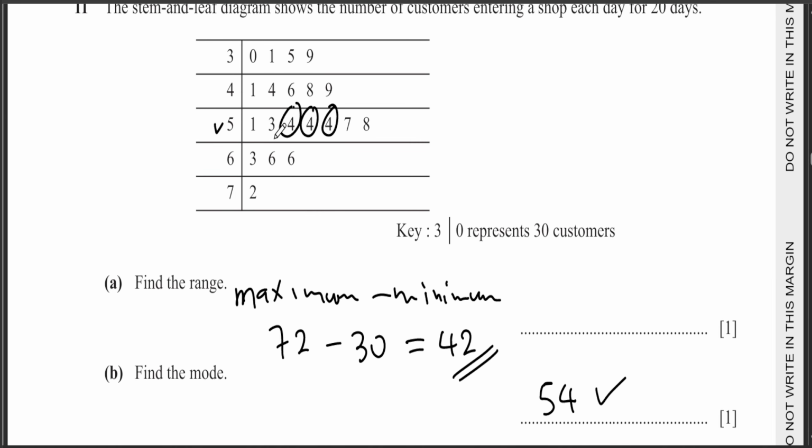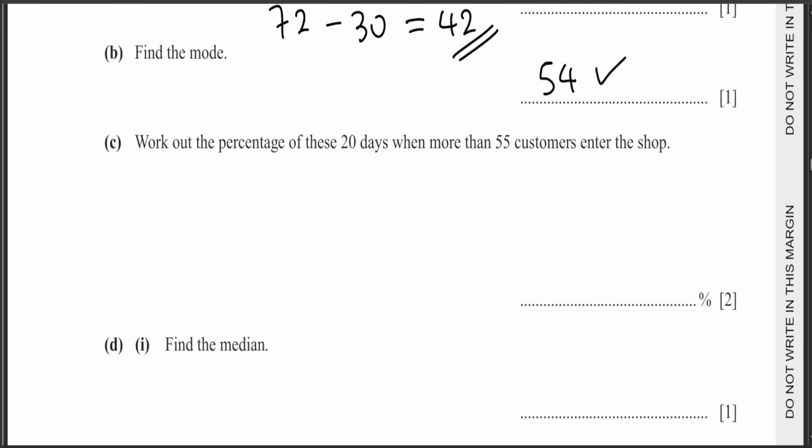Now let's look at the 50s side. So more than 55 is this one, this one, this one, this one, this one, this one. So 1, 2, 3, 4, 5, 6. So it's 6 over the 20 days multiplied by 100.